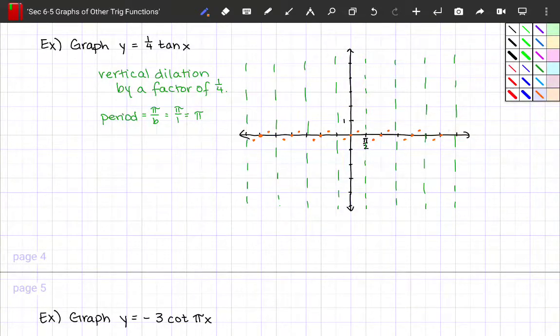And so now, when I go to draw my tangent graph, I have a much more pronounced curve to the graph. It's flattening it out even more because it's smushing it. And there's my graph.